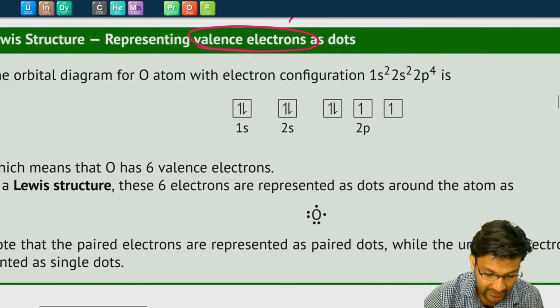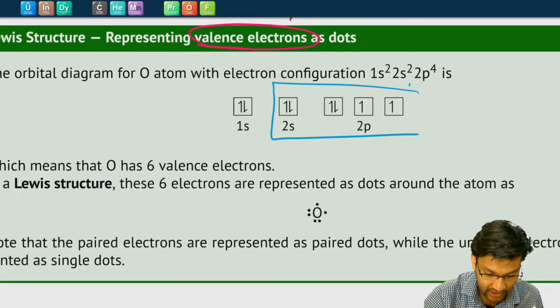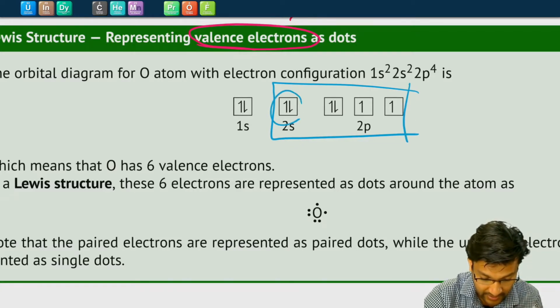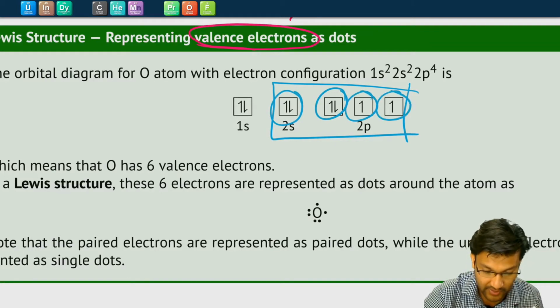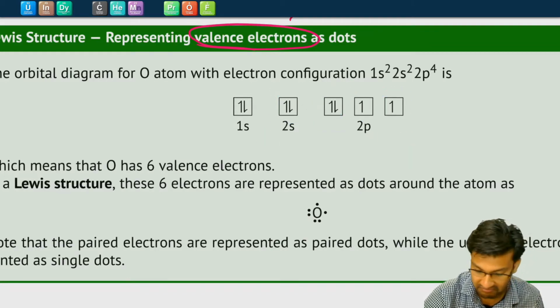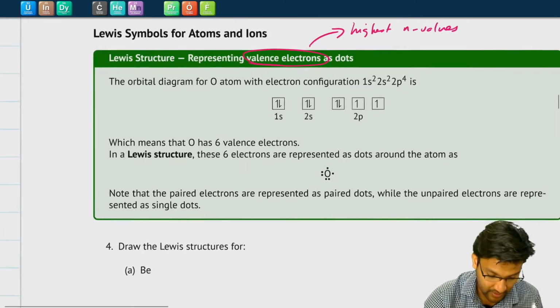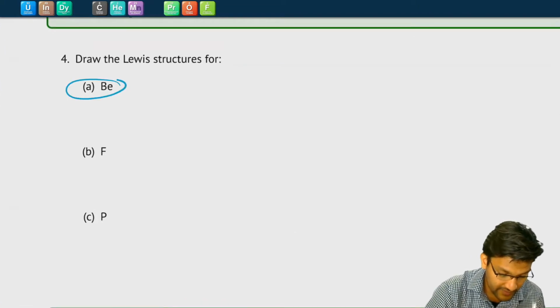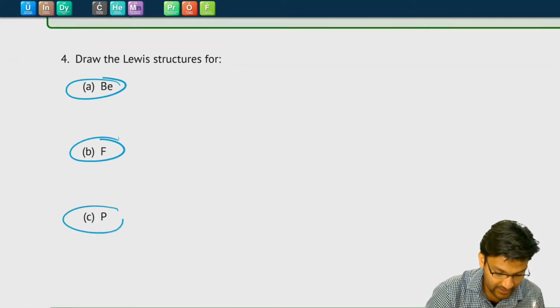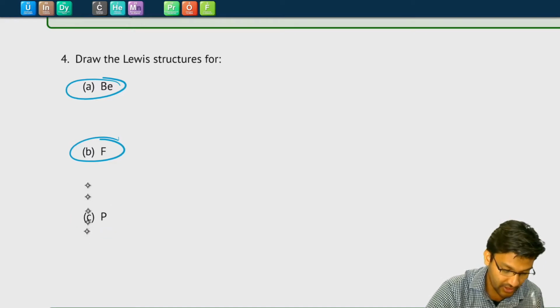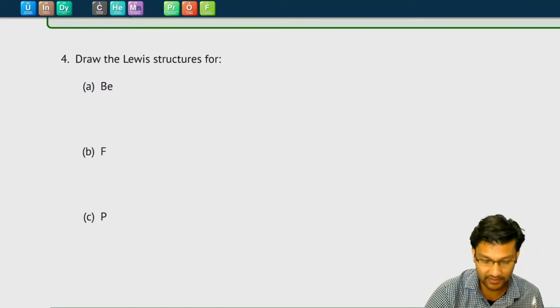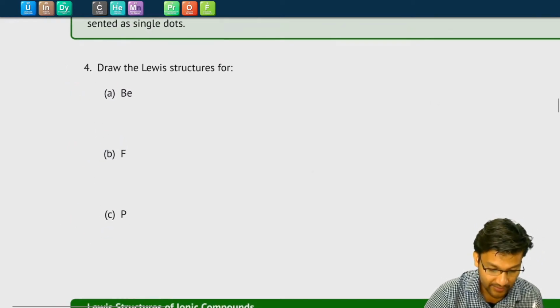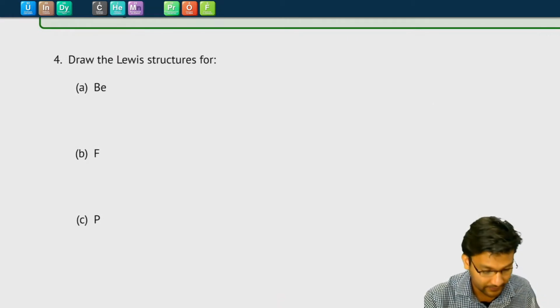What we need to recognize is what their valence electron orbital diagram looks like, so we know how many paired or unpaired electrons we have, and then we just put dots around the atom to represent those paired and unpaired electrons. So with that, let's do a few of these for practice. Number 4, A, B, and C. Pause the video, see if you can draw the Lewis structures with dots representing the electrons. And when you're done, you can unpause and we'll go over them together.